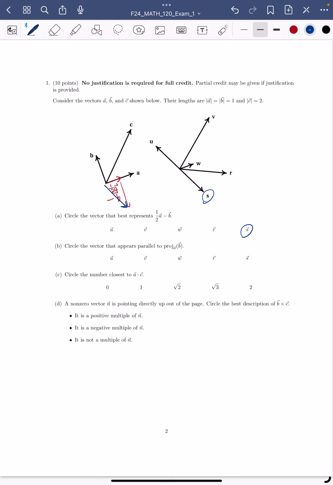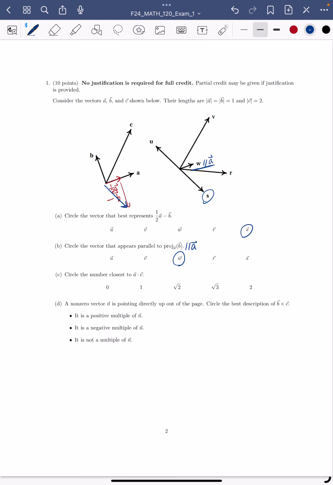Okay, the next question. Circle the vector that appears parallel to the projection of B onto the vector A. So this vector would be parallel to A. Now, which vector looks parallel to A? I think it's quite clear it's this W. So the answer is W. Although this picture does look like A and B are orthogonal, we don't know. So the best answer to choose here is still W.